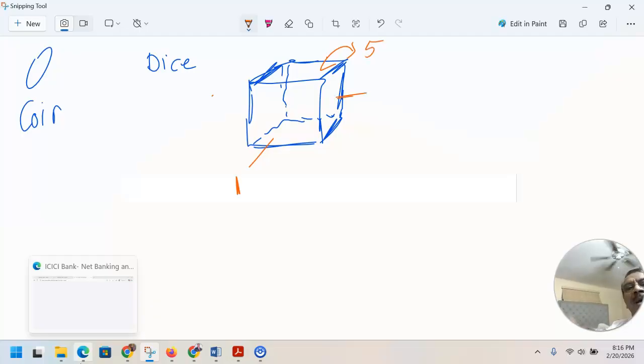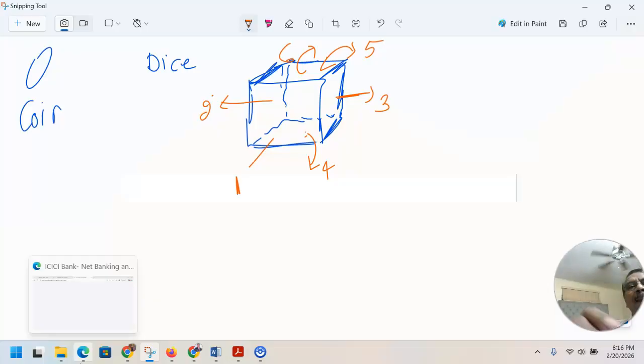So maybe this one is 3. The other one may be 2. And we have down one. So the down one may be 4. The top one is 6.